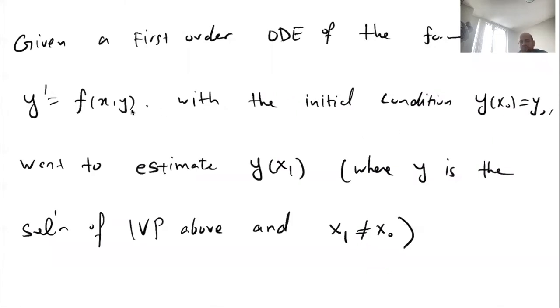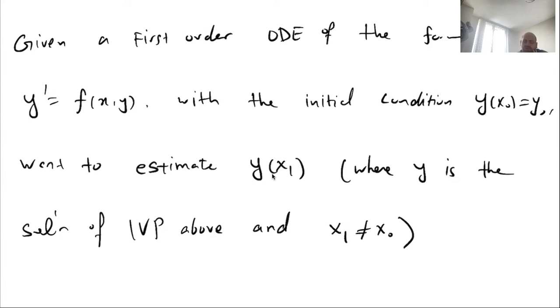Well, if we have this IVP, we know that it's a first order differential equation with one initial condition. Under certain conditions, it will have a unique solution. Then why don't we find the solution? Once we have the solution, we can simply replace x with x1 and find the exact value of y of x1 rather than just an estimate.